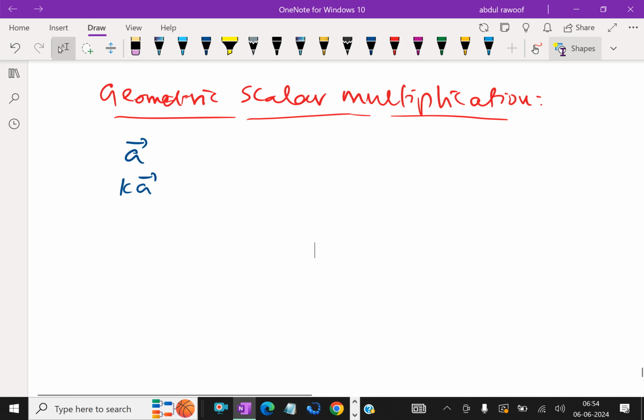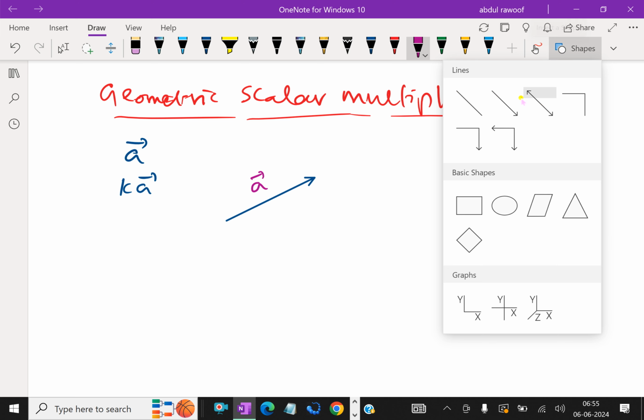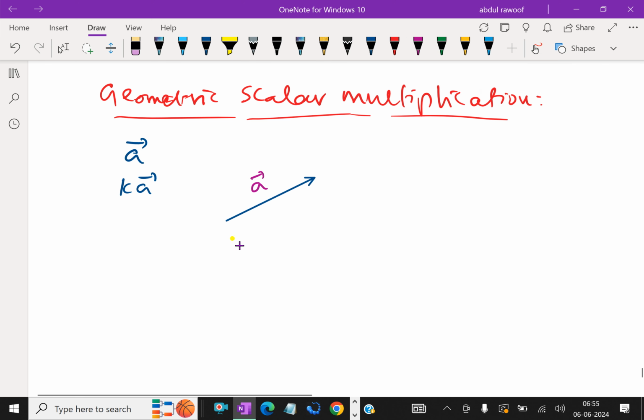Here, consider this. Suppose this is vector A. Now, consider another vector, parallel with this one, and this is vector k times vector A, where k is greater than 0, a positive number.